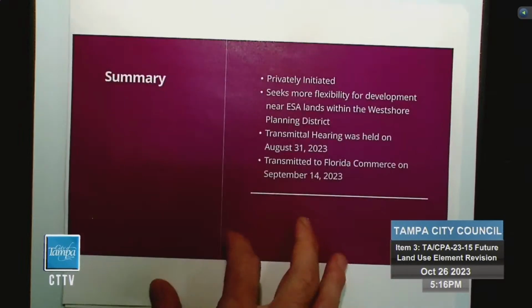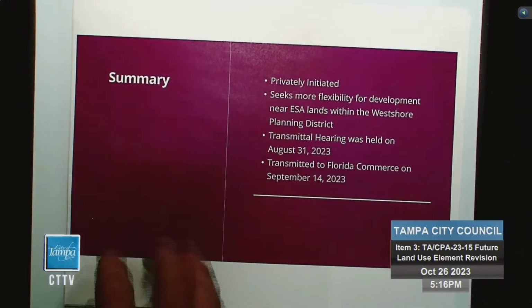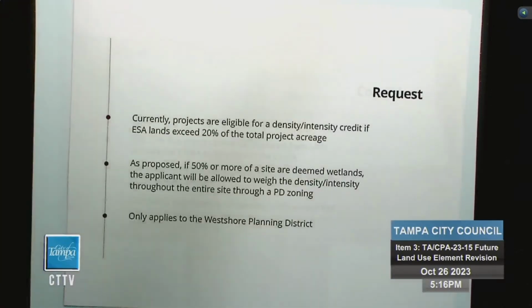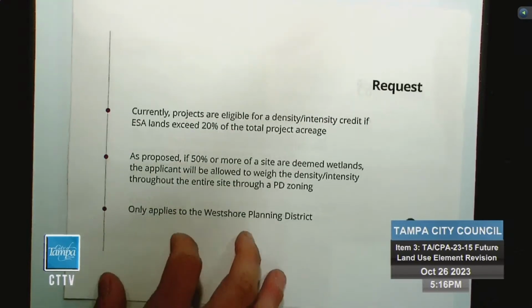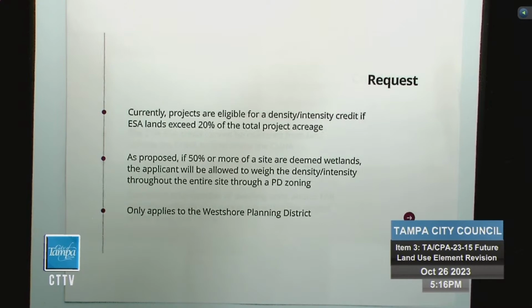Just a quick summary, this is a privately initiated amendment. The amendment seeks more flexibility for development in and around ESA lands within the West Shore Planning District. You heard this item at your transmittal hearing on August 31st, and it was transmitted to Florida Commerce on September 14th. Just a quick background of the request. Currently under the adopted plan, projects are eligible for a density intensity credit if ESA lands exceed 20% of the total project area.